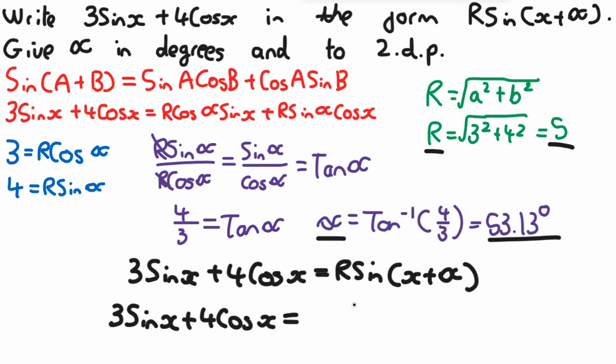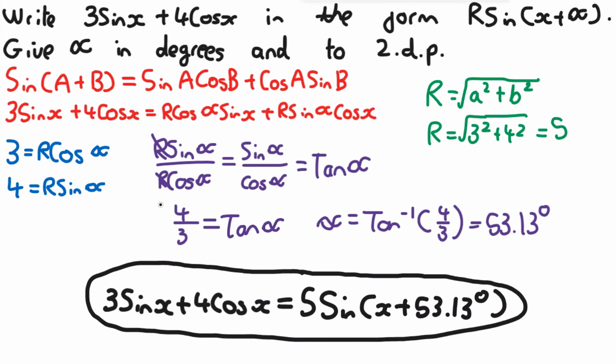So we've figured out r and alpha, so we can write 3 sin of x plus 4 cos of x in the form r sin of (x plus alpha). So 3 sin of x plus 4 cos of x is equal to r, which is 5, sin of (x plus alpha), where alpha is 53.13 degrees. I just want to make a couple of very final notes.